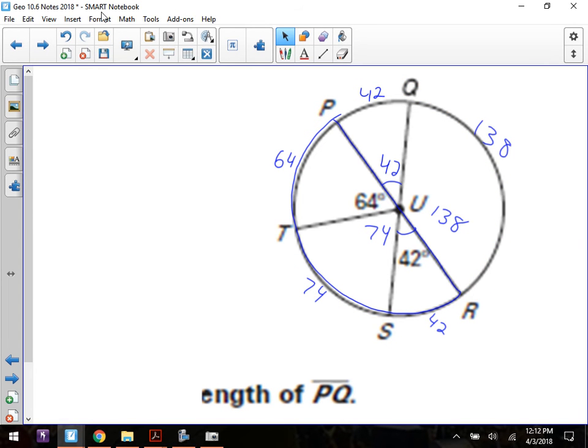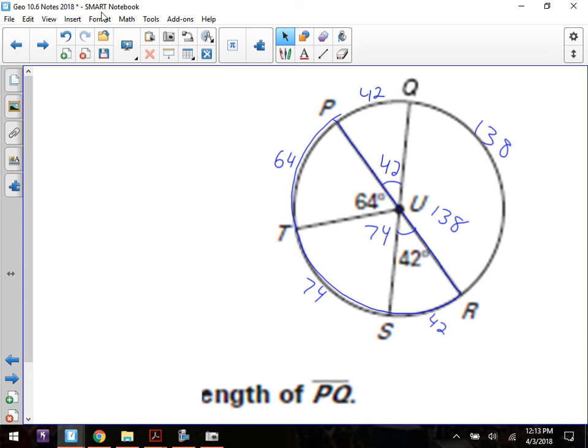So let's see, where are we at? This is really quick. QR, we figured it out. That was what? 138? PQS would be 180 plus the 42, so what is that, 222? Yeah. And then TQR would be the 180 plus the 64, so that'd be what, 244?